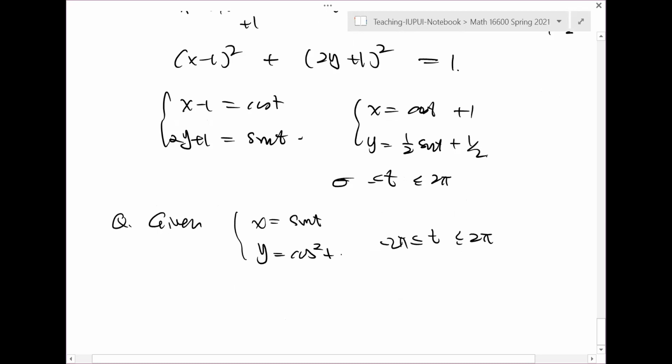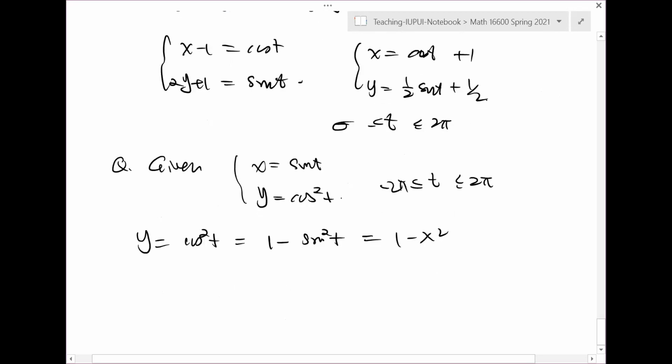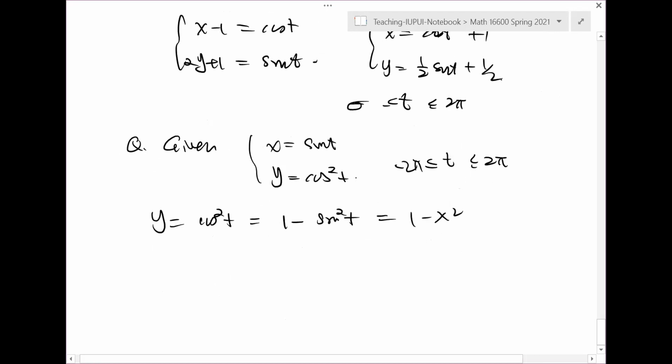I think there's a simple relationship you can try first between x and y. So y equals cosine squared t, which is 1 minus sine squared t. And sine t is x, so y equals 1 minus x squared. So this graph will be a portion of this parabola. Okay, this is a parabola, right? Here's a 1, here's negative 1. Okay. And t is from negative 2 pi to positive 2 pi.